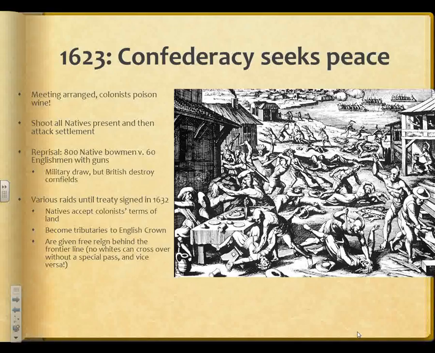But bigger than that, what are the lessons here? What's important about this interaction between the British colonists and the Powhatan Confederacy? You tell me. What do you think we should write down? What do we think is important? Well, what did the colonists want? What do they think about the Native Americans?